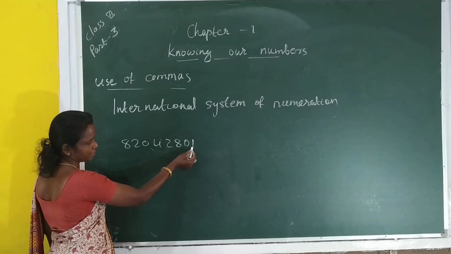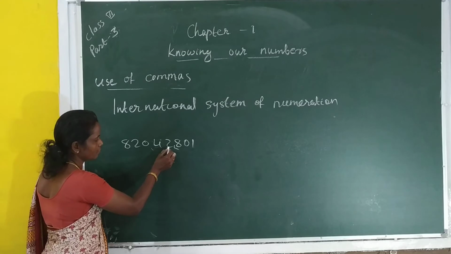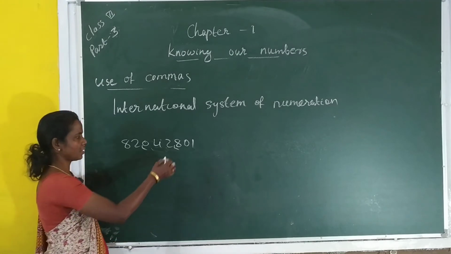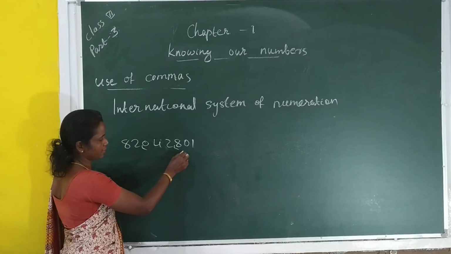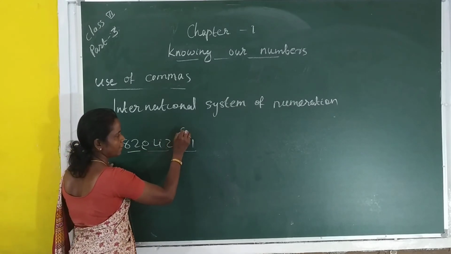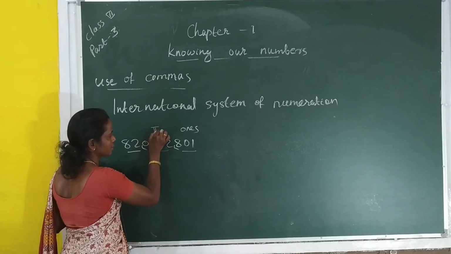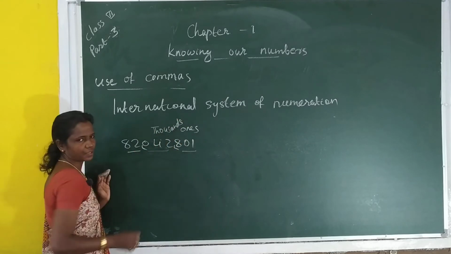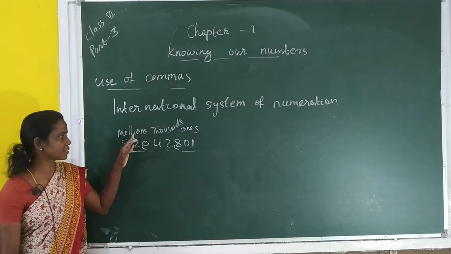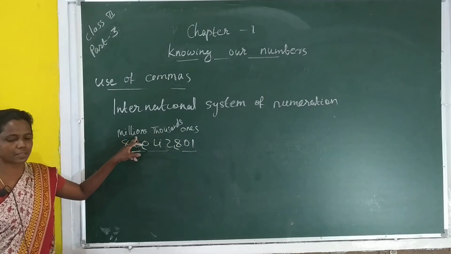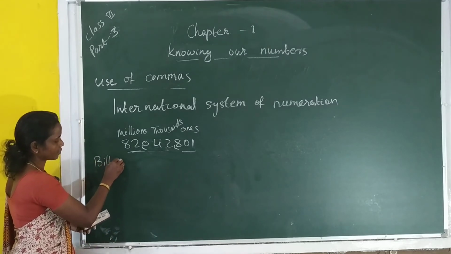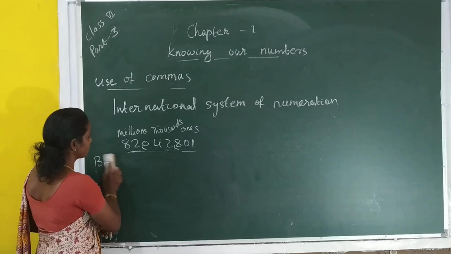Look, this given number, 1, 2, 3, three digits, then comma. And 1, 2, 3, three digits, then comma. Is it clear? Every three digits we put commas. Then here look, how many periods are there? 1, 2, 3. Three periods. Name of the first period? Ones. Then next? Thousand. Then after that, millions. Lakh we do not use here, look. Ones, thousand, millions. Millions after, do you know which period? Billions.